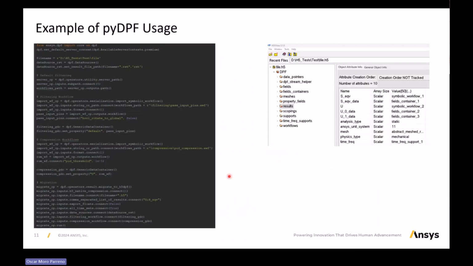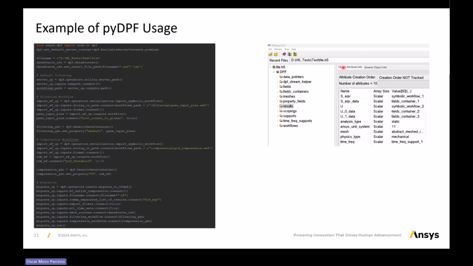So this code here allows to read from an RST file. We are importing one of these workflows that I just showed that allows to pass input pins to the reader of the results. And we are applying a compression workflow into the displacement operator. So the migration operator, we decide that we are only exporting displacement and equivalent stress, and that we are applying these filtering and compression workflows into displacement and stresses.